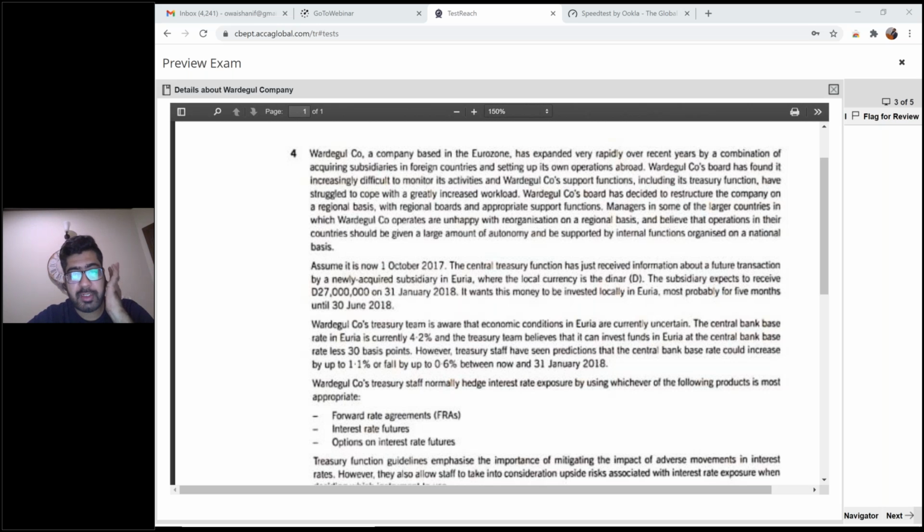Vertical's treasury team is aware that economic conditions are currently uncertain. The central bank base rate, that is LIBOR, bank rate is 4.2. The treasury team believes it can invest funds at central bank rate less 30 basis points. However, treasury staff have seen predictions that the central bank base rate could increase or decrease by 0.1 or 0.6 between now and 31st January. So when you're investing money later, there's always a risk that rates may go up or rates may go down. Vertical's treasury staff normally hedge interest rate exposure by using whichever of the following methods: FRAs, futures, and options.